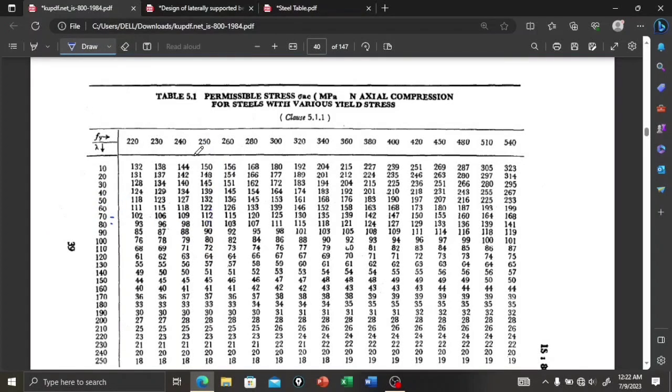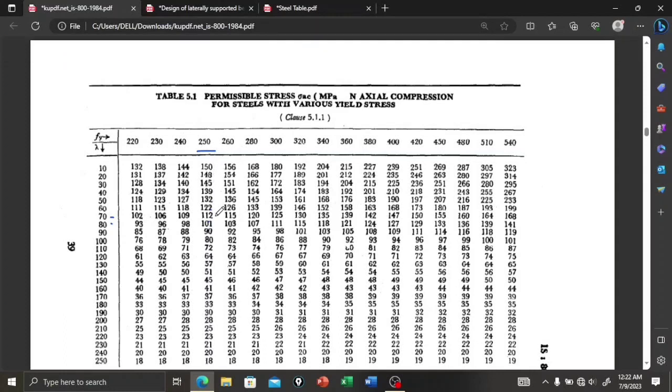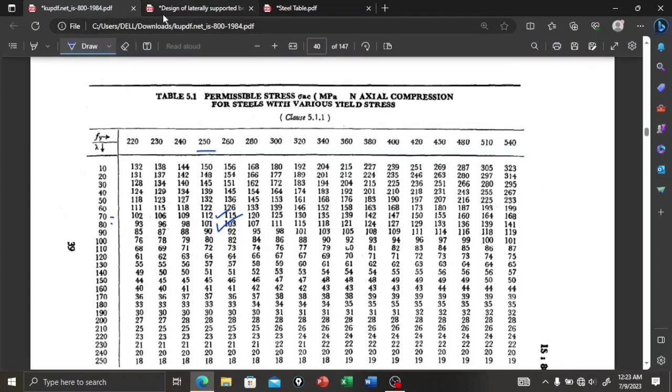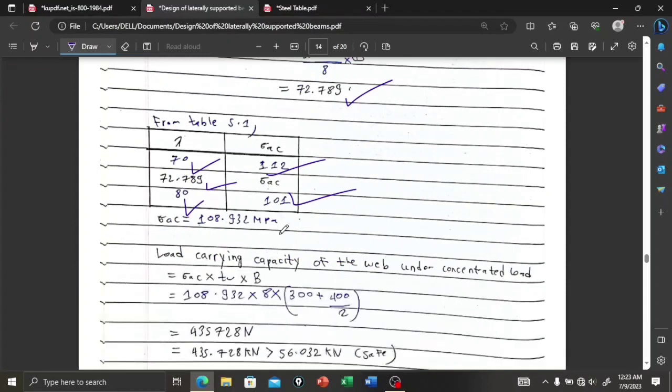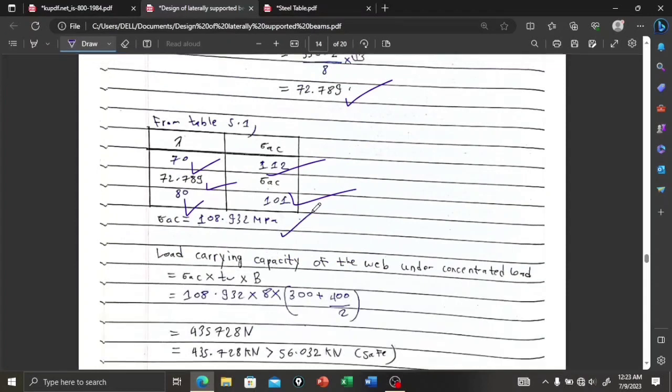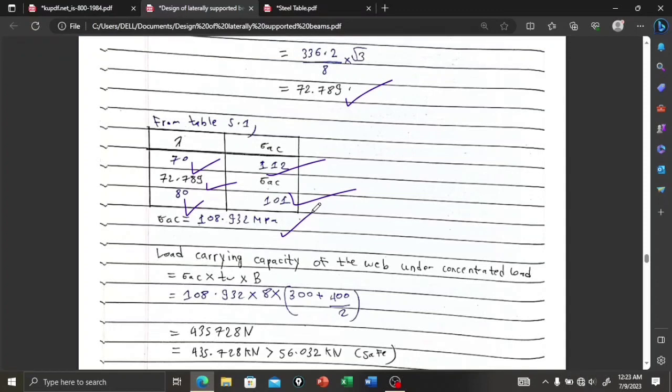And for 80, and for 250, for 70, sigma AC is 112 and 101. So by interpolation, sigma AC is 108.932 megapascal. Load carrying capacity of web on the concentrated load is sigma AC into TW into B.